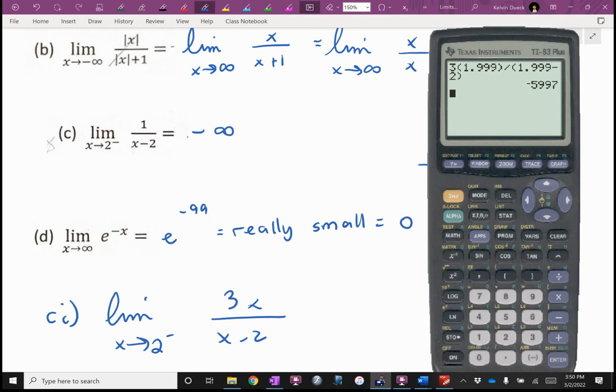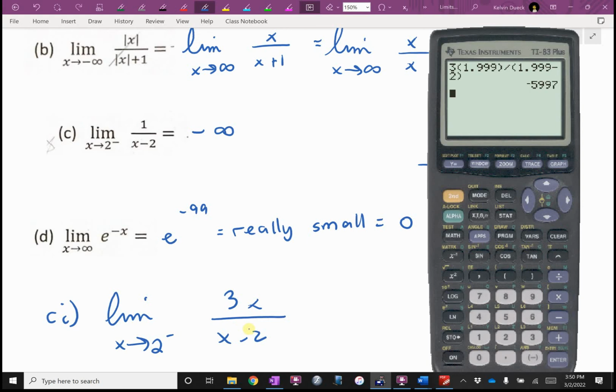Did I do that right, Mr. Dewick? Look, looks like it's still approaching negative infinity. Is it, Mr. Dewick? Yeah, because we're not doing a limit to infinity.